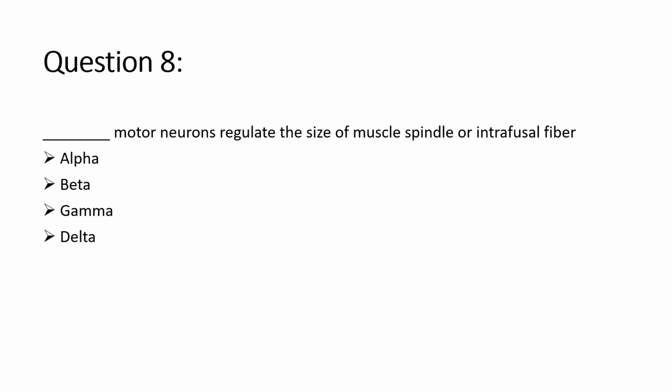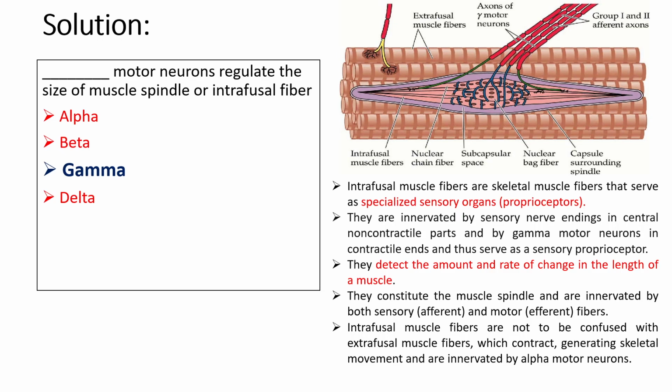So three of you are saying that it should be option A. So let's see what the right option is. The right option is not A, it is option C actually. That is, the gamma motor neurons regulate the size of the intrafusal fibers.